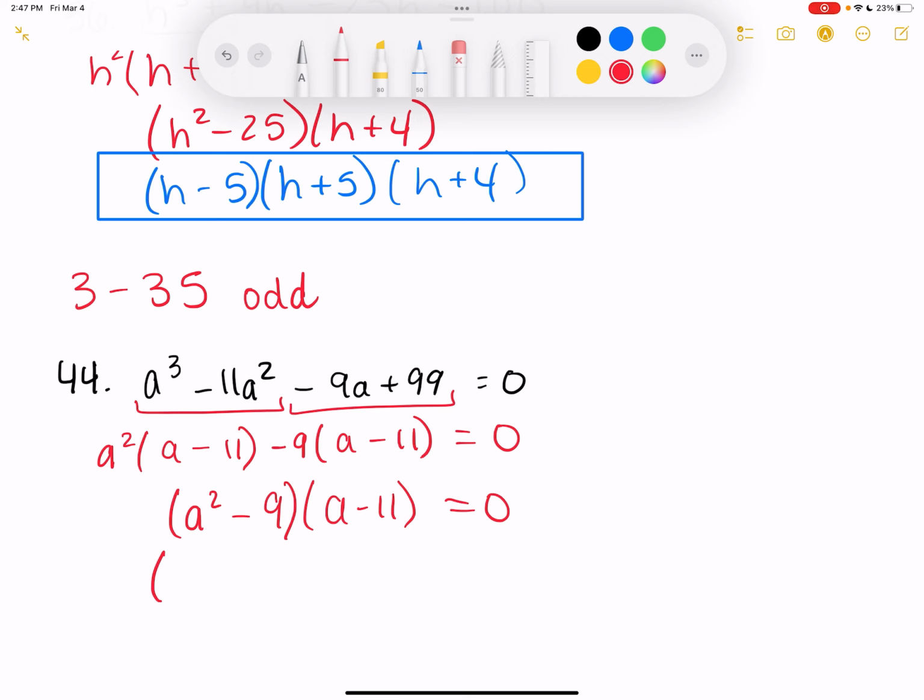A minus 3 and a plus 3. Yeah, I looked over and y'all were swinging hands.